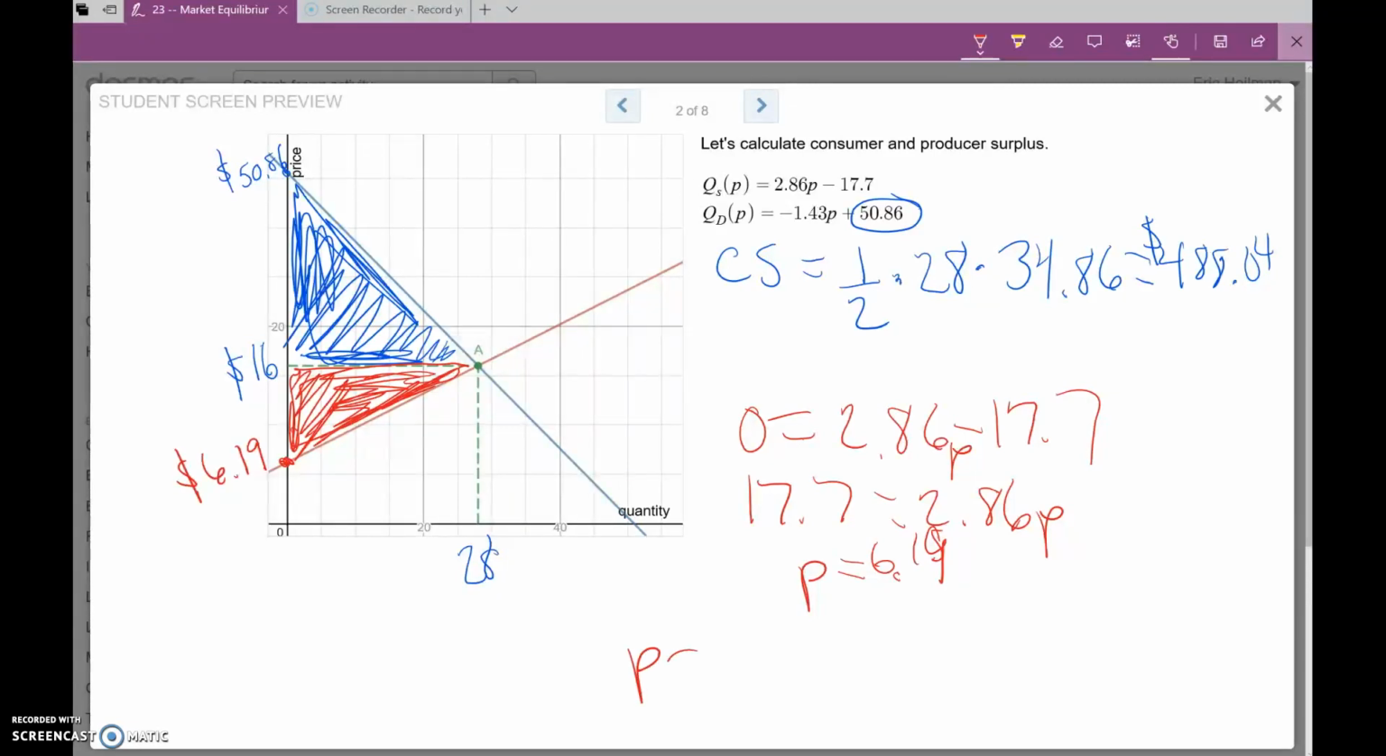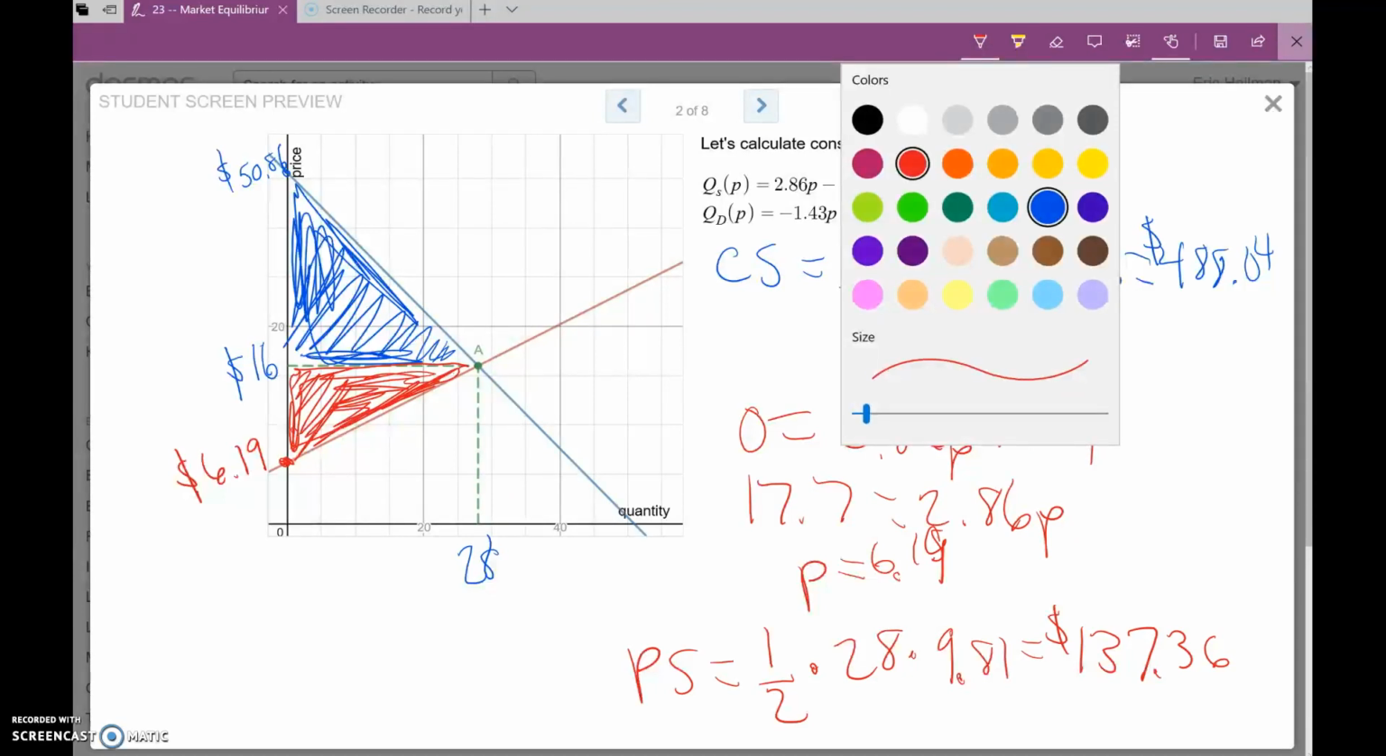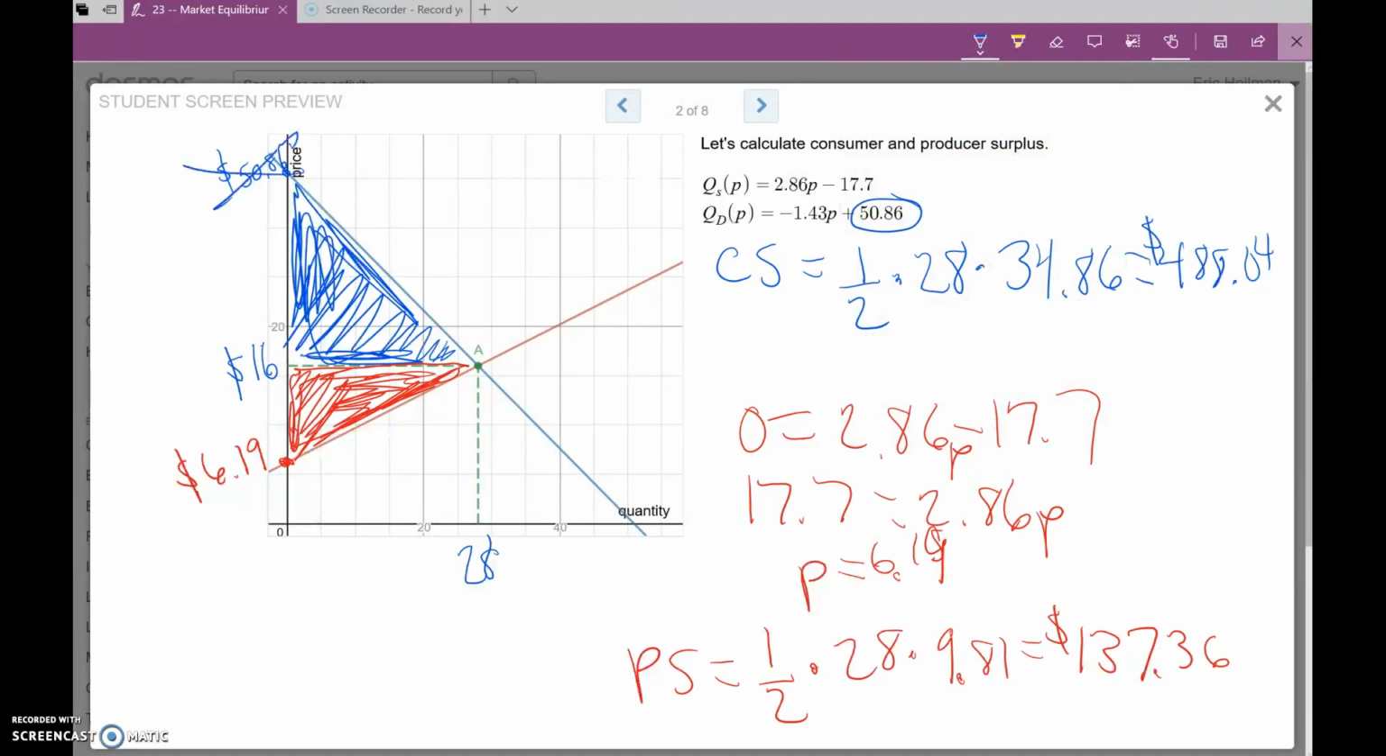So then producer surplus is 1/2 times 28 times 16 minus 6.19, which is $9.81. And when you multiply those together, you get a producer surplus of 137.36. Okay, so I did not compute consumer surplus correctly because this intercept is not 50.86.